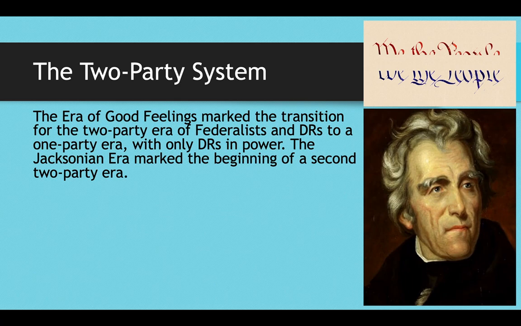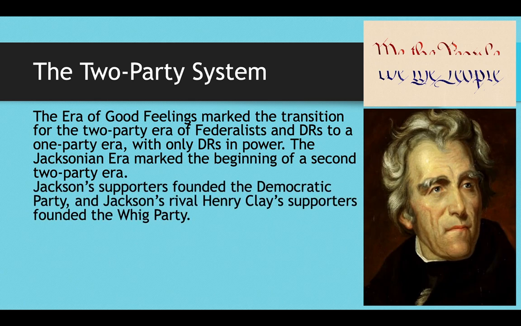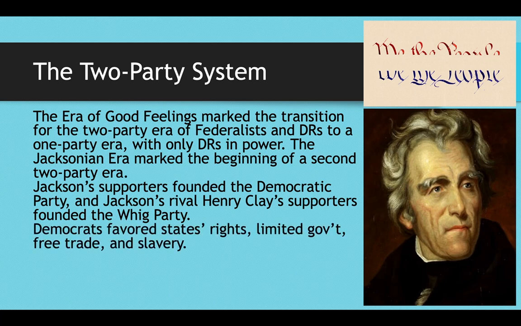The Era of Good Feelings marked the transition from the two-party era of the Federalists and the Democratic Republicans to a one-party era with only Democratic Republicans in power. Then the Jacksonian period marked the beginning of a second two-party era, this time with Democrats who supported Jackson and Whigs who were against Jackson. So Jackson's supporters founded the Democratic Party, which is still around today. Jackson's rival, Henry Clay, was the one who founded the Whig Party. He and his supporters did so. Just to put it really simply here, Democrats favored states' rights over a strong central government.